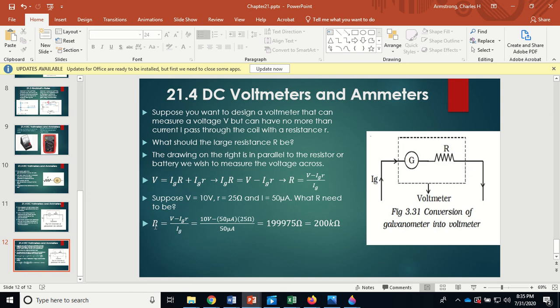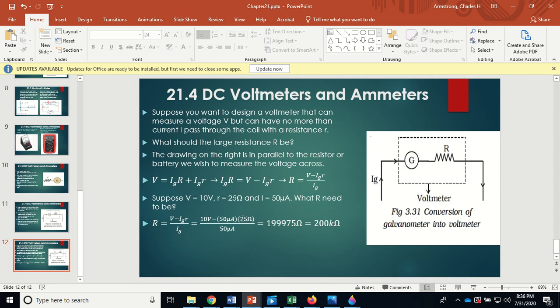I'll just get on. Okay, R, so there's our equation we just got up here. Your 10 volts minus your 50 microamps times 25 ohms, divided by 50 microamps. We get this huge number, which these only have two significant digits, but I'm going to write as 3 here: 200 k ohms. So we need a 200,000 ohm resistor.